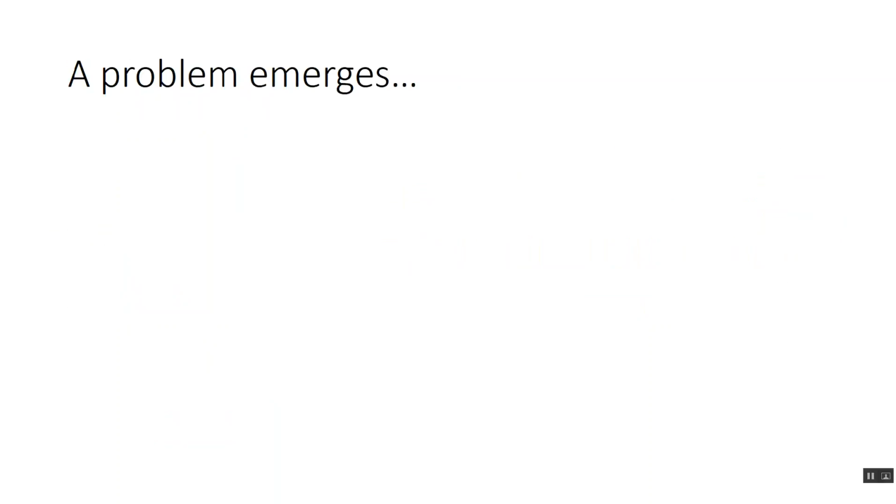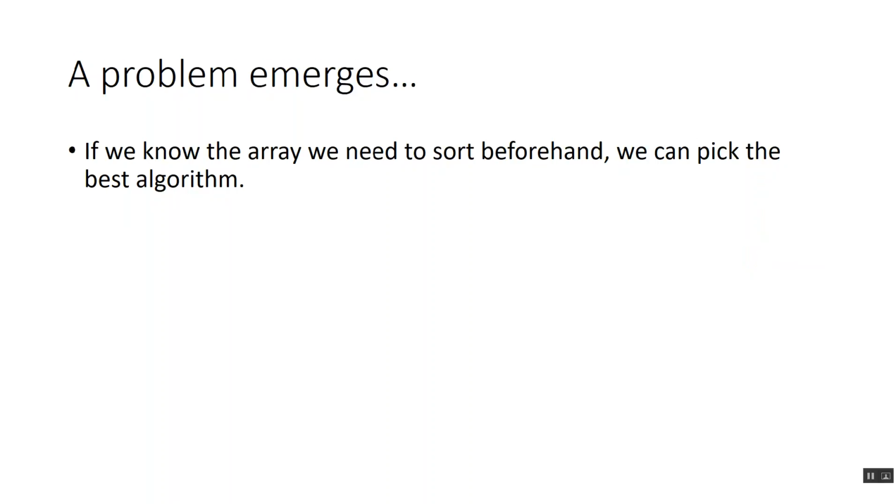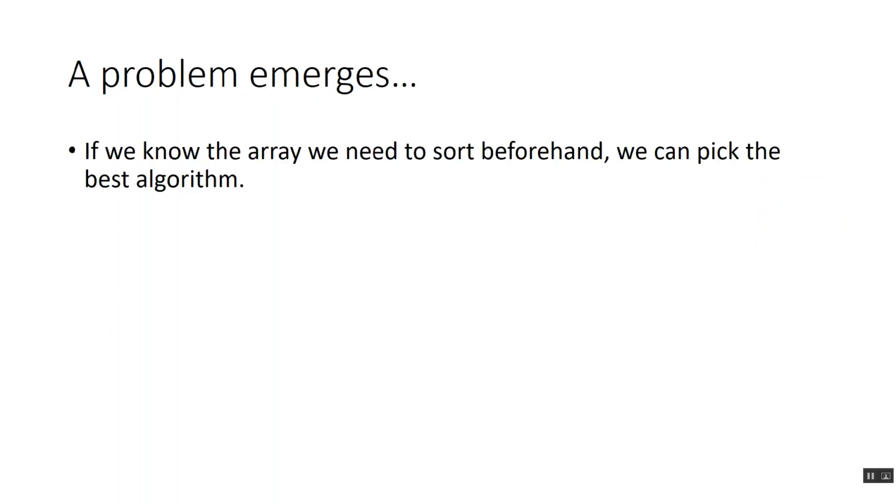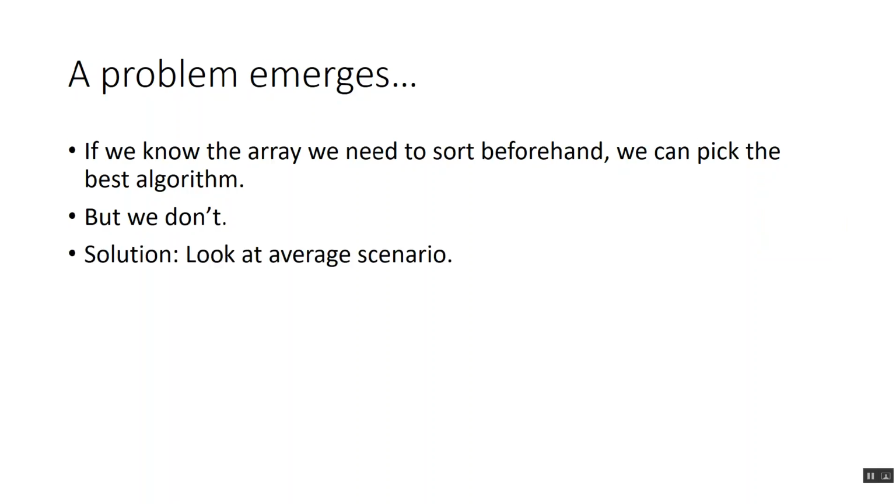So there's a problem. If we know the array that we need to sort beforehand, we can pick the best algorithm. So for example, BOGO sort may work perfectly if it randomizes the array and gets it sorted the first time. However, most likely it's not going to get it right the first time. So the thing is, we don't know what our array is going to be beforehand, so we don't really know which sort to pick. So our solution is to look at the average between the two, the best and the worst case, but to keep it safe, I like to look closer to the worst case scenario.